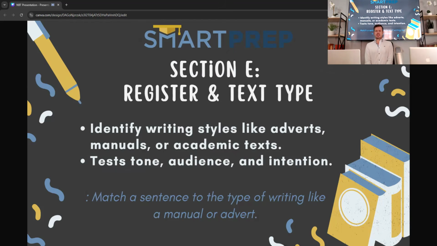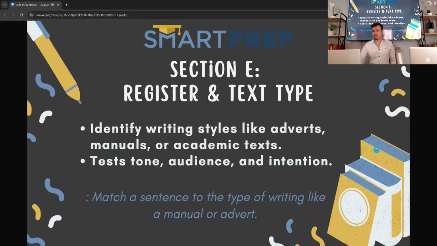What does register and text type mean? Okay. So you've got to say where this is coming from. Is it a WhatsApp text, or is it like one of my uncle's rants on Facebook, or is it an academic text? So you just have to look and say, does the tone match something informal, or does it match something maybe more formal, like a letter or a newspaper article?